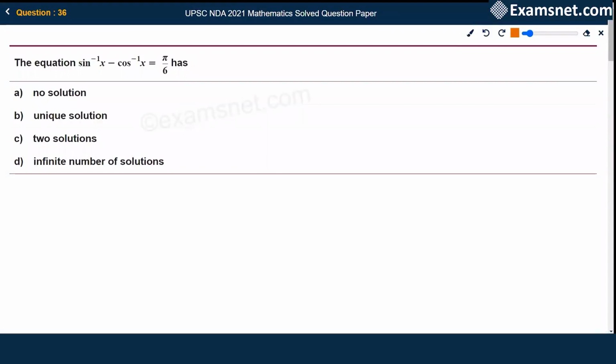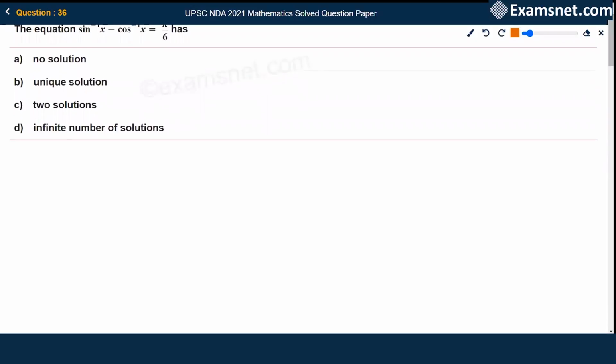It is given in question number 36, the equation sine inverse x minus cos inverse x is the value of pi by 6. First let me give you an explanation of a very important concept in inverse trigonometry: sine inverse x plus cos inverse x will give us the value pi by 2. You may question me how. Let me prove it.